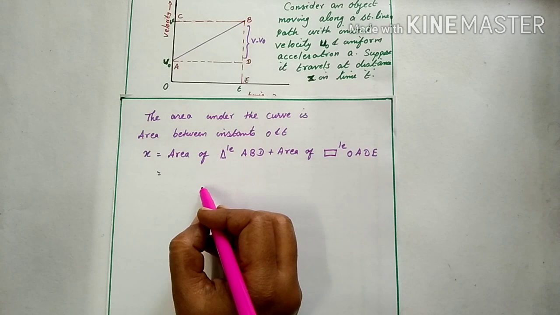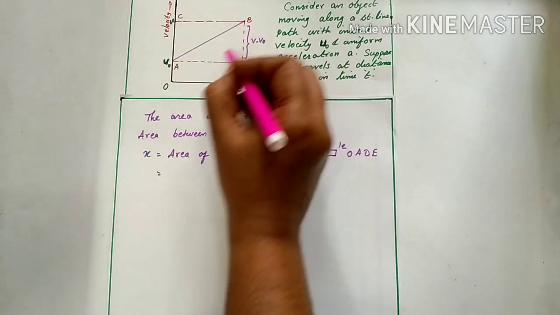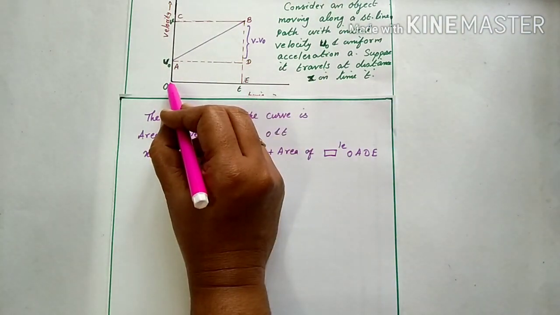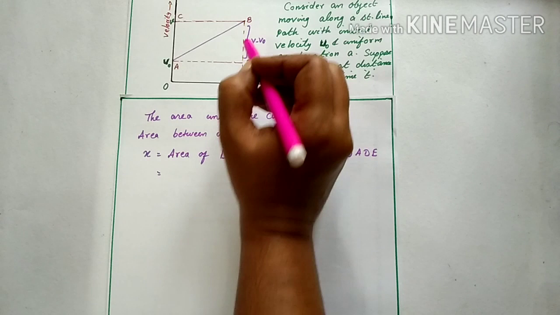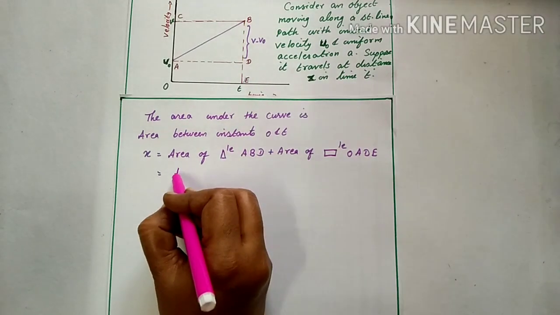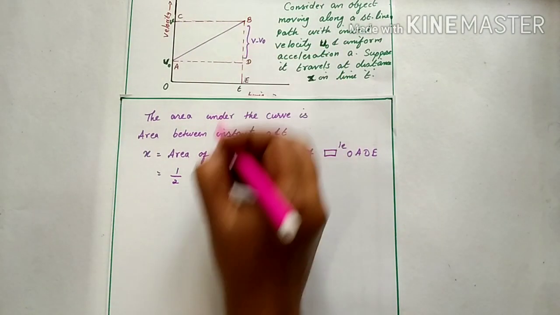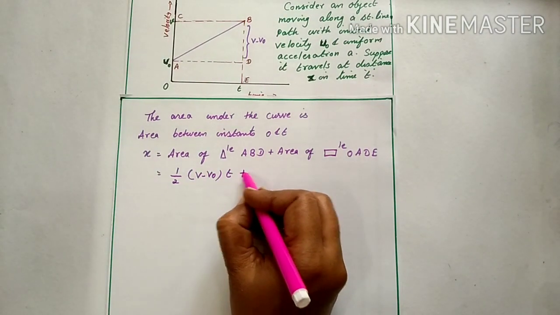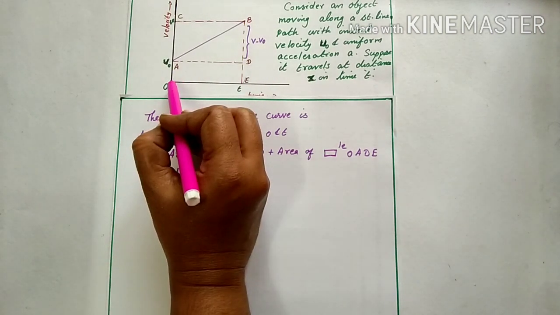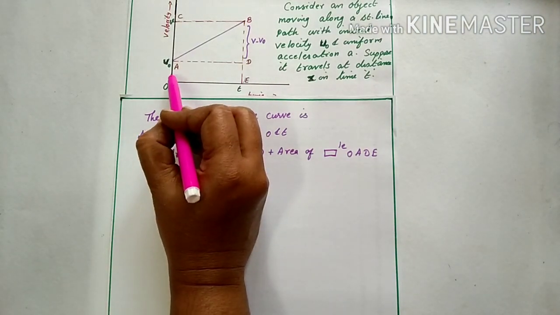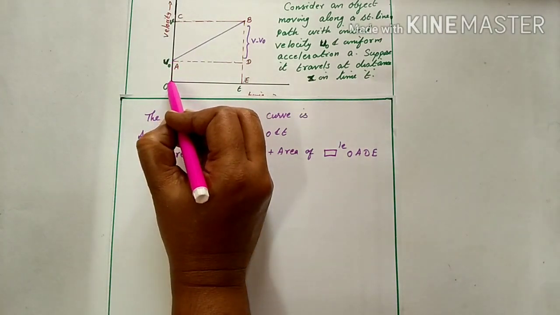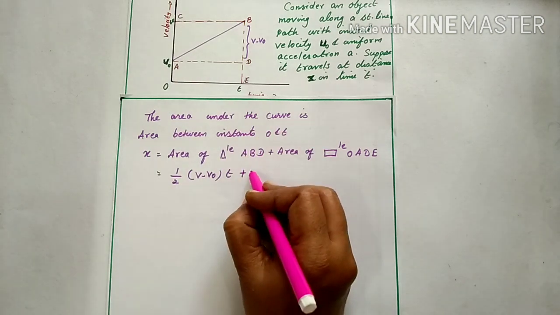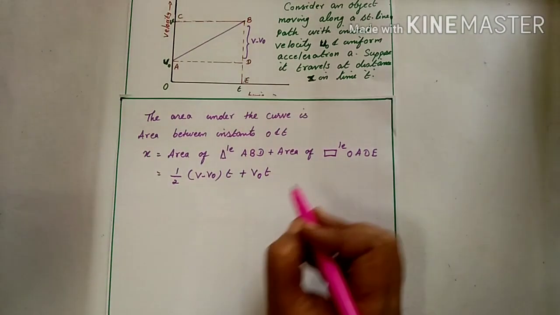So what is the area of the right angle triangle? That is half BH. Here B is the time, that is t minus 0, that is t, and H is v minus v0. So we can write half into v minus v0 into t plus the area of the rectangle, that is length into breadth. What is the breadth here? 0 to v0, that is v0 minus 0, v0, and the length is t minus 0, that is t. So we can write v0t, length into breadth.